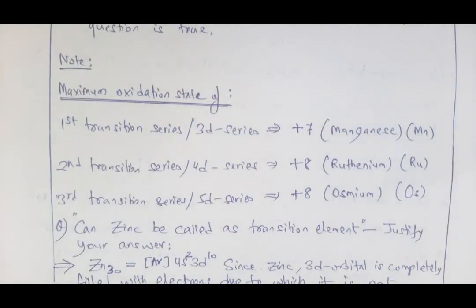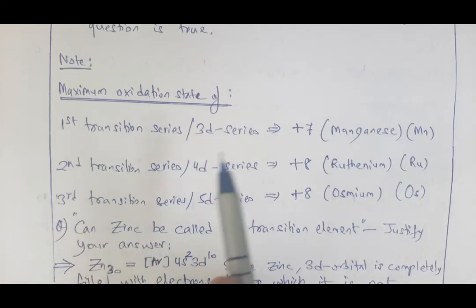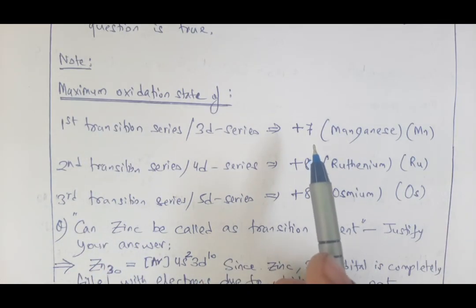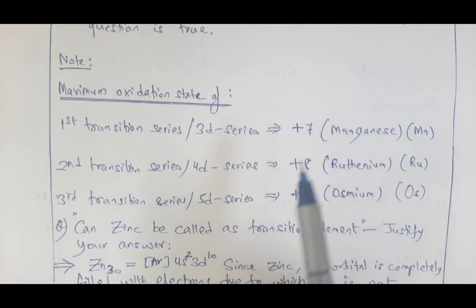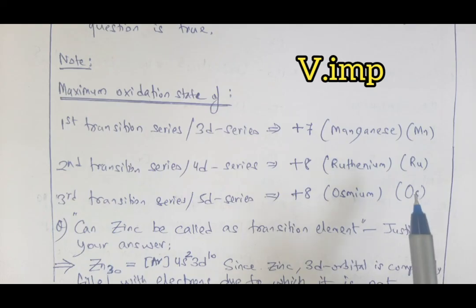So students, you are going to remember this one, the maximum oxidation state. First transition series, 3d series, who has the maximum oxidation state? Manganese, symbol Mn, and the value is plus 7. There are many like plus 2, plus 3, plus 4 also, but remember the maximum one. In the second transition series, 4d series, it is ruthenium, Ru, plus 8. And in the third, 5d series, it is osmium, Os, plus 8.